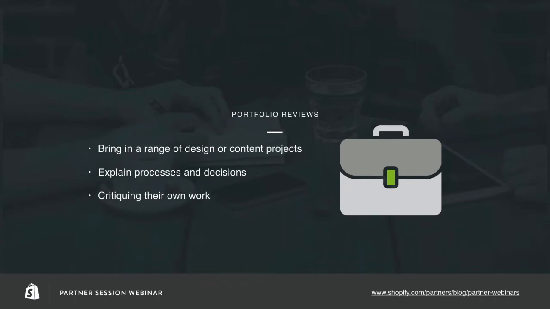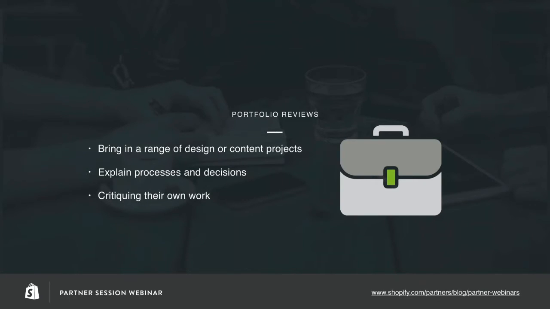And lastly, this is more for the design side of things. If you're looking to hire designers, portfolio reviews are very helpful. Get them to bring in a range of design work. If you're looking for a specific designer, whether it be product or anything else, maybe get them to bring in some examples of the specific things you're really looking for, but also a nice array of their work is great to see as well.